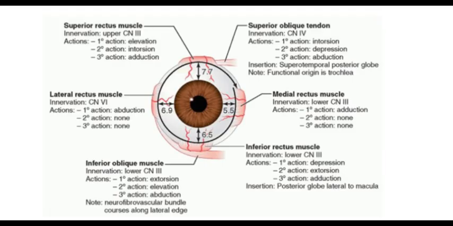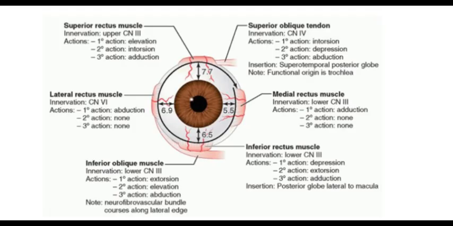So think about it this way: superior oblique, superior is up, right? It causes intorsion, brings the eye in, and then the secondary action is depression, while the tertiary action is abduction. While for the inferior oblique muscle, the primary action is extorsion, the secondary action is elevation, which is actually the opposite of the superior oblique, and the tertiary action is abduction.